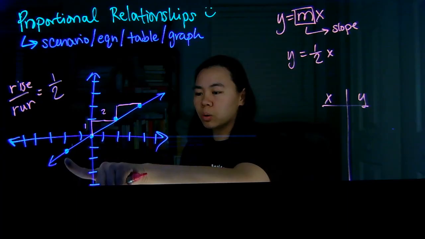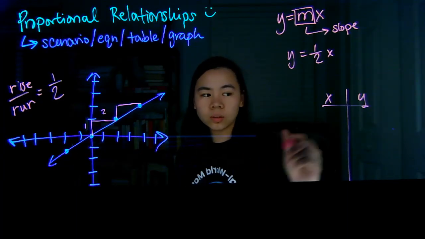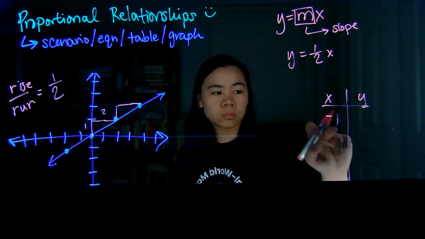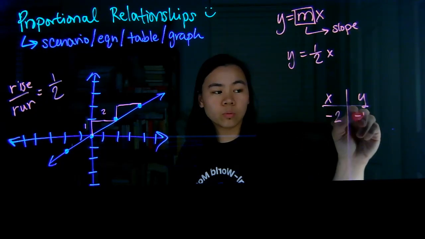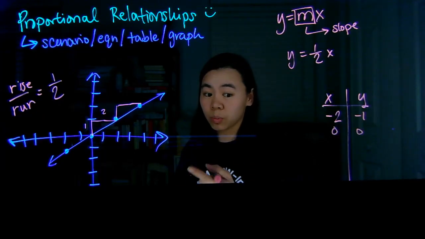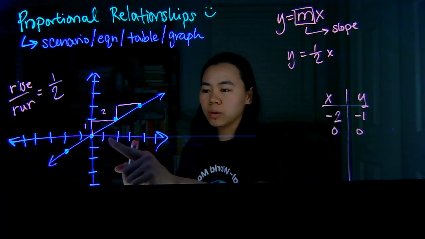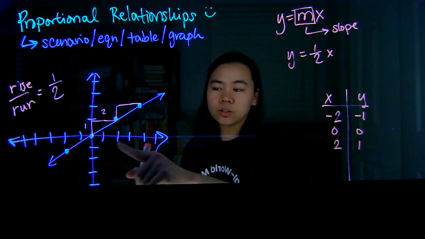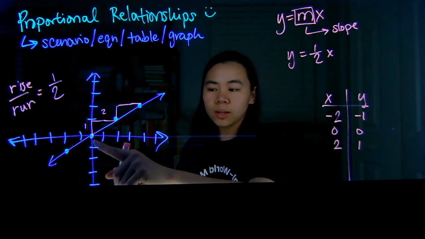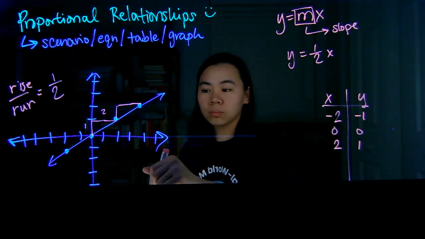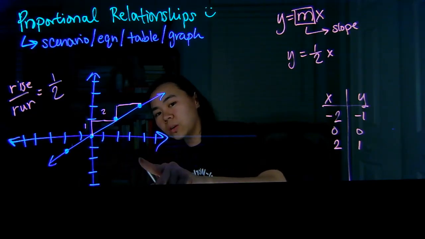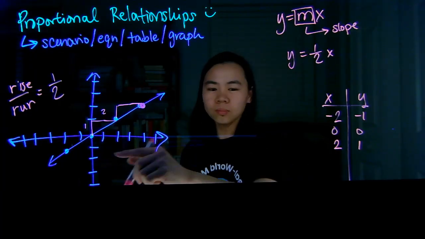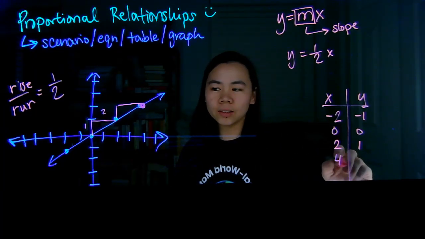So I'm going to include this first point right here, which is -2, -1. So when x is -2, y is -1. We have the origin 0, 0, because this is proportionate. It has to have 0, 0. Our next point is 2, 1. So when x is 2, y is 1. And then our next point is 1, 2, 3, 4. It's a little off. That should be 4. Should be like right there. So when x is 4, y is 2.